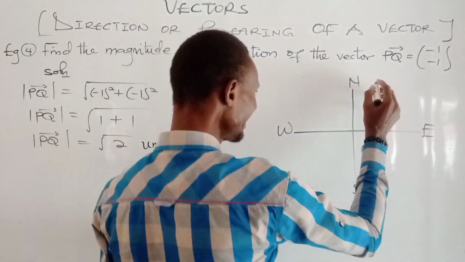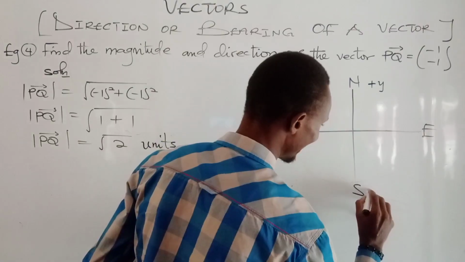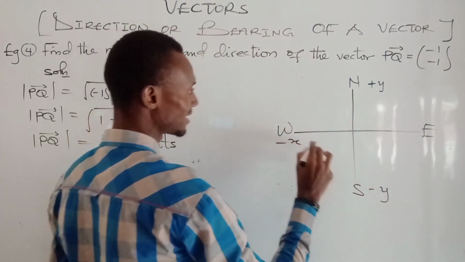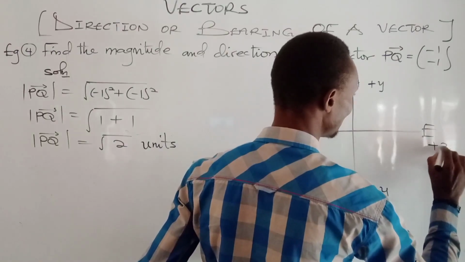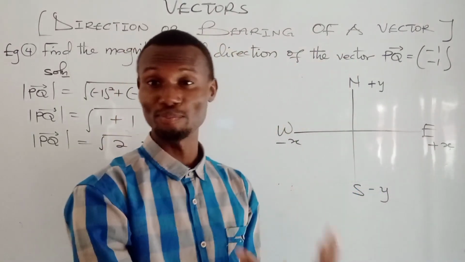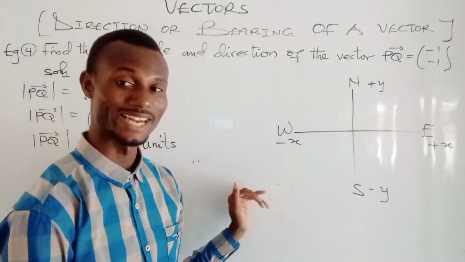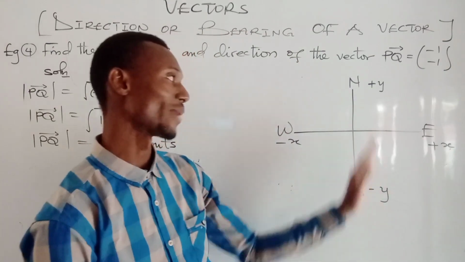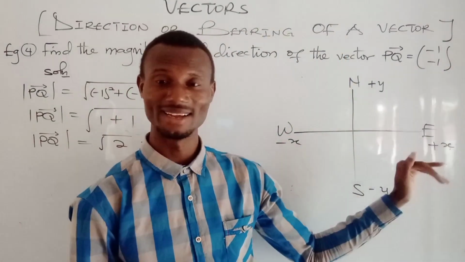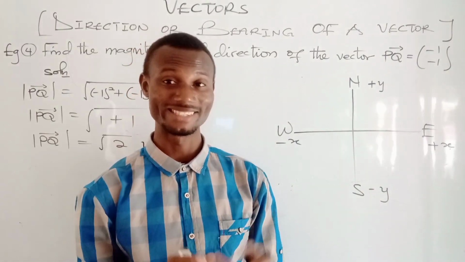Okay, so here will be my positive y-axis, here will be my negative y-axis. When I come here will be my negative x-axis, here will be my positive x-axis. So that's the Cartesian plane. We have the y-axis and we have the x-axis, where the y-axis is the vertical line and the x-axis is the horizontal line. I hope the explanation is clear enough and you understand up to this point.